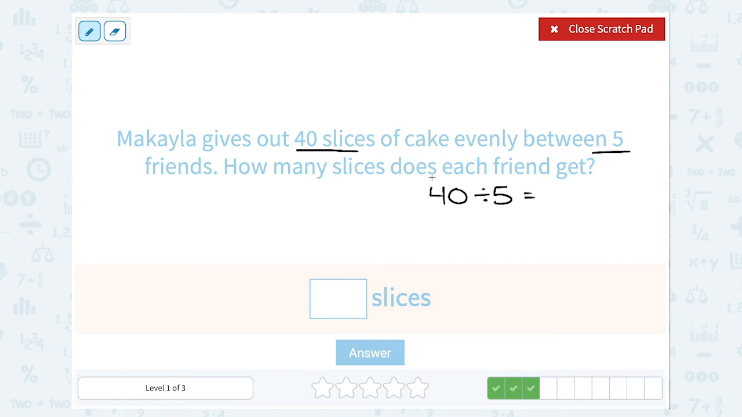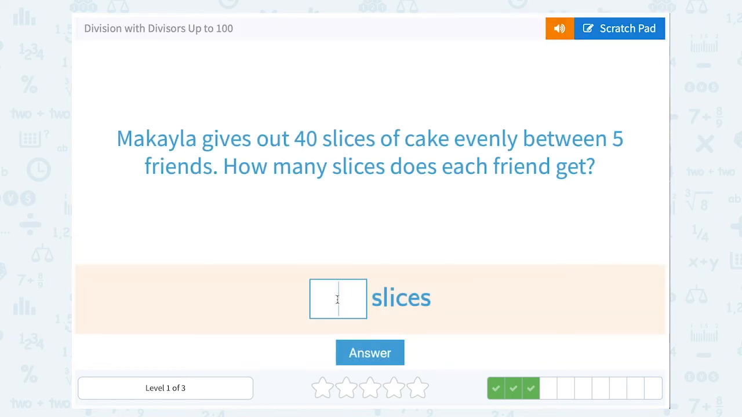Okay, so another way to think of 40 divided by 5 is 5 times what number would equal 40, right? You can think of your inverse. Well, 5 times 8 would give me 40, so 40 divided by 5 is equal to 8. So that means each friend gets 8 slices.